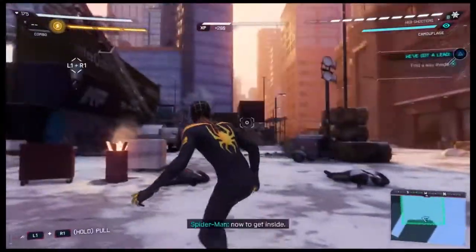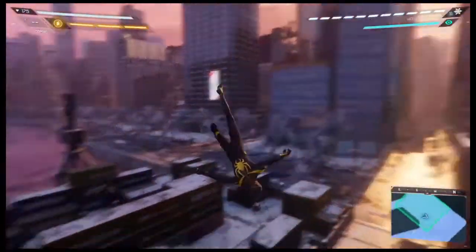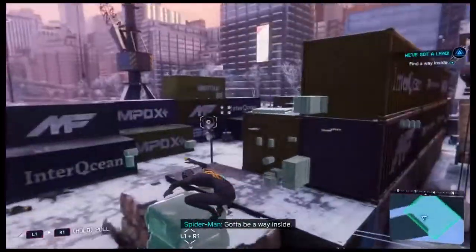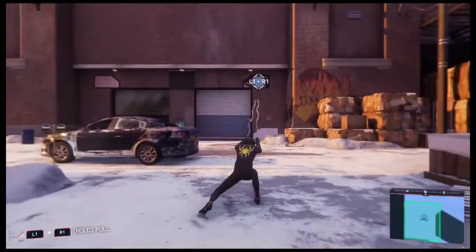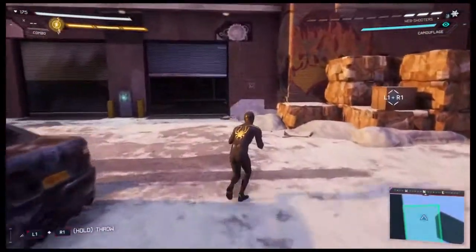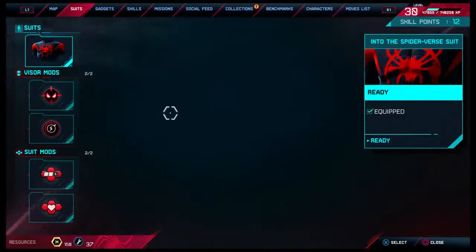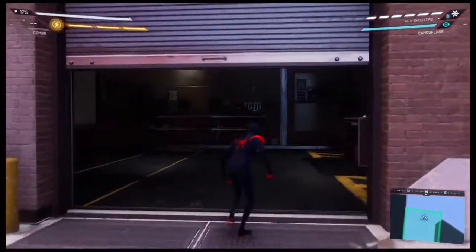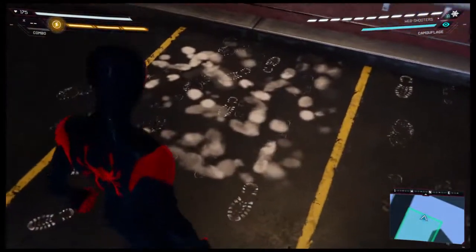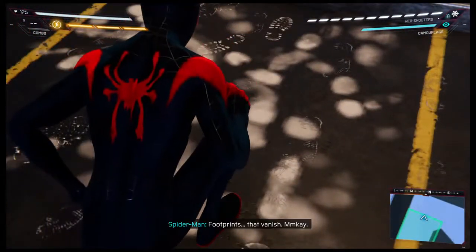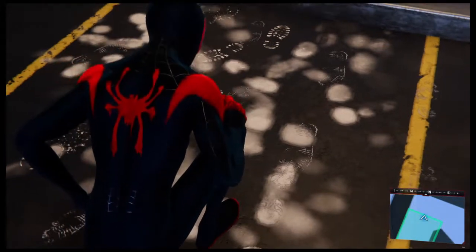Okay, now to get inside. Gotta be a way inside. That gear should lift the door. Not what I expected. There's gotta be more here. Footprints. That vanish. Okay.